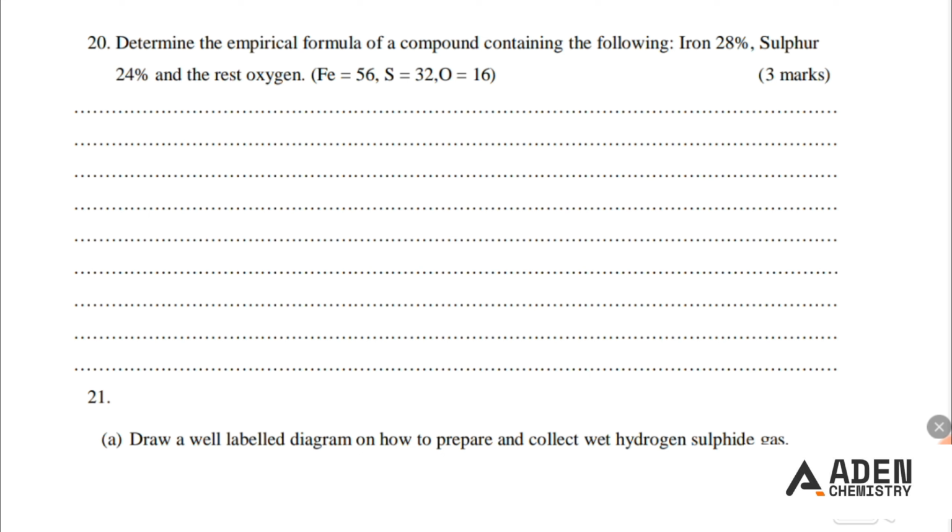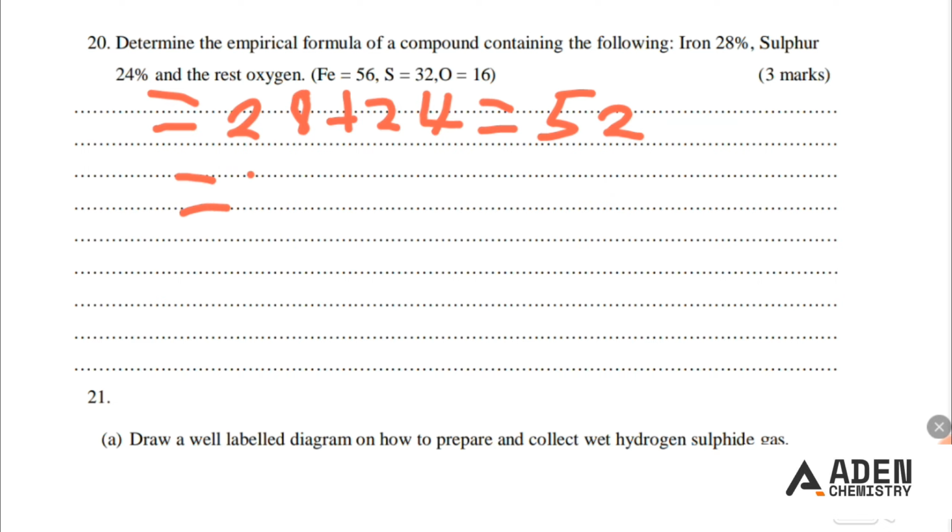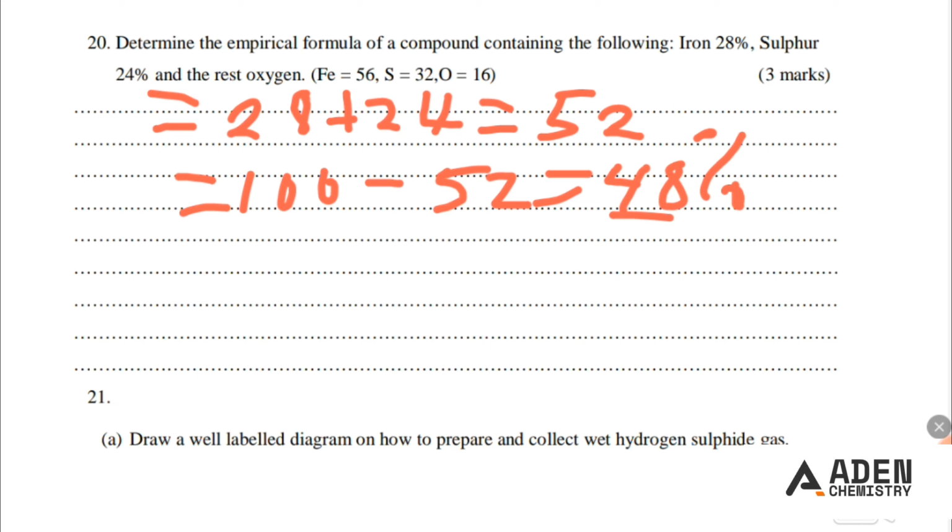So first of all, let's get the percentage composition of oxygen. How do we do that? First of all, we add the percentage of iron and that of sulfur. That's 28 plus 24. Here, we are going to get 52. So if we want to get the percentage of oxygen, we say 100 minus 52. That means we are going to have 48% as the percentage composition of oxygen in this compound.